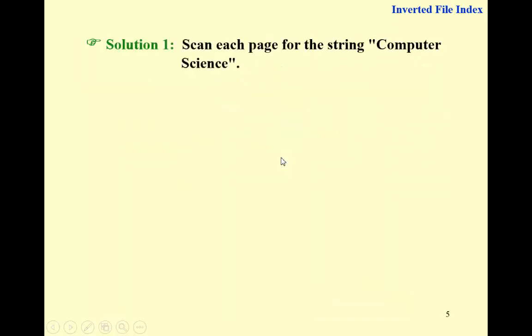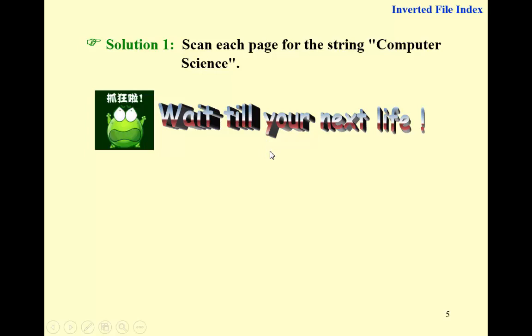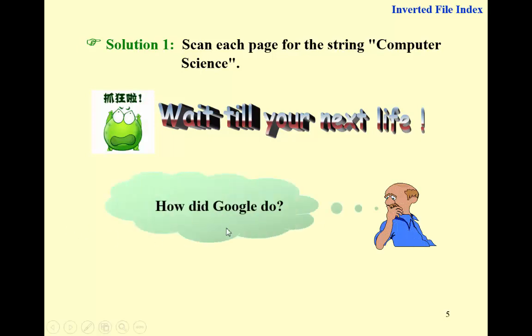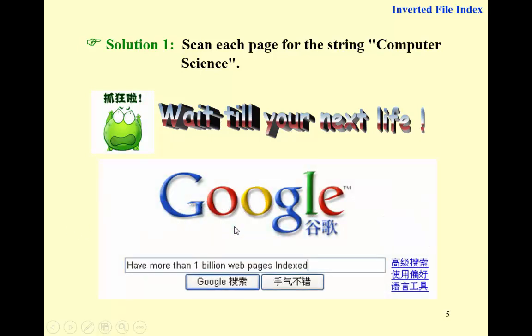Now let's again start from a very naive solution. Solution 1: we simply scan each page for the string "computer science". Is it going to work? Well, you would have to wait till your next life. It's impossible given the amount of data we have, right? So how did Google do? This is a picture I made about 8 years ago. They had more than 1 billion web pages indexed. That's many years ago. 1 billion sounds like a big number, but today it's 1 trillion. So what does it mean? What does indexed mean? We're going to see later.